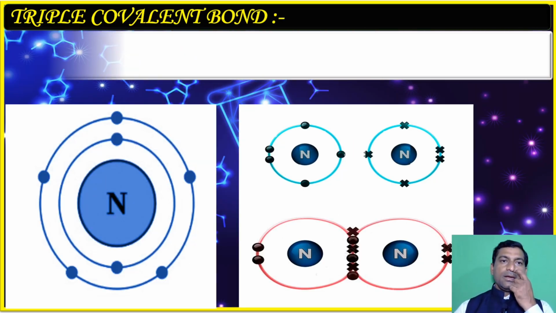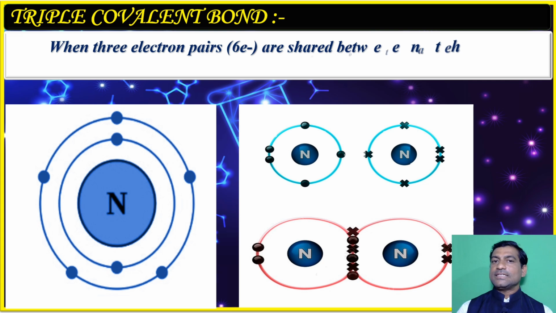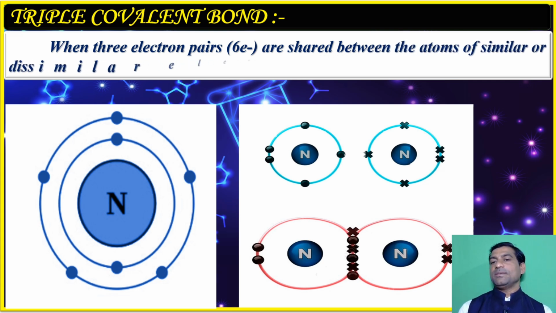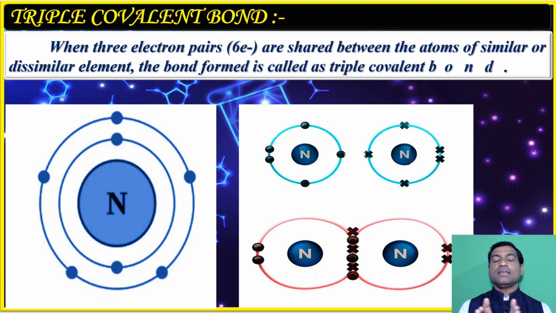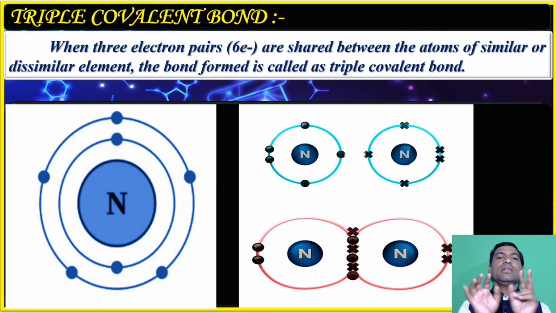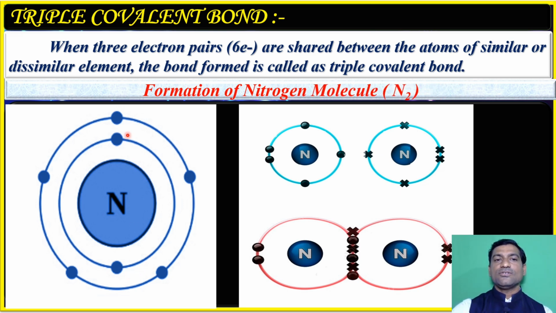Next one is the triple covalent bond. The triple covalent bond means when three electron pairs, that is 6 electrons, are shared between the atoms of similar or dissimilar elements, the bond formed is called a triple covalent bond. Means 3 pairs of electrons are shared between the two atoms. For example, the formation of nitrogen molecule. The atomic number of nitrogen is 7. The first orbit contains 2 electrons and the second orbit contains 5 electrons. So each nitrogen can share its 3 electrons. Means 3 pairs of electrons are shared between the two nitrogen atoms, and the bond formed is a triple covalent bond.